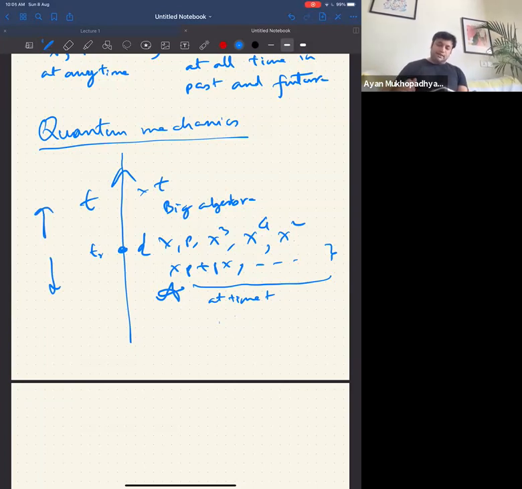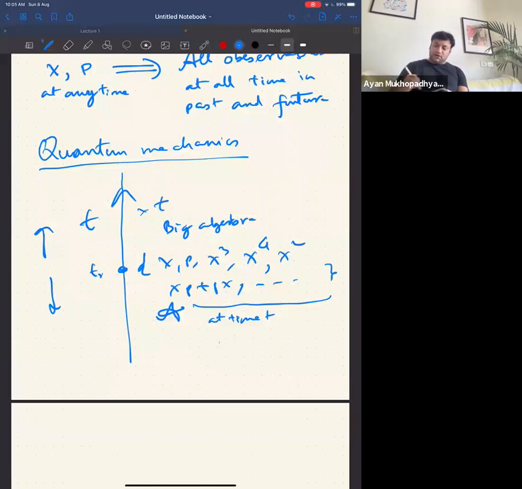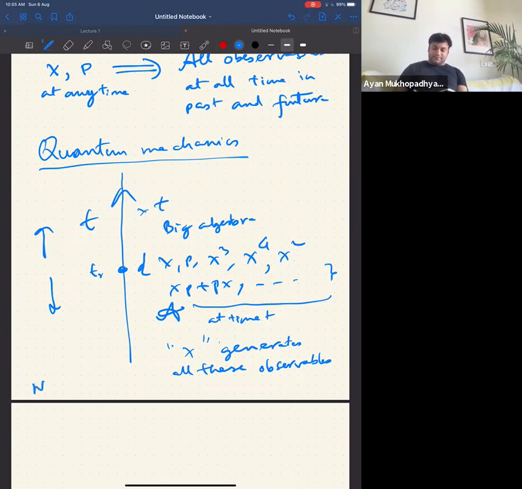But the only resemblance with classical mechanics is that all these observables are generated, as you can say, by only one thing, x. x generates all these observables. Although it's not a very good word to use for various reasons, we will come to that later. It's not mathematically the right word, I think, to call it a generator as such. But in some loose sense, you could think of x as generating all these observables. So if you know all of these at some time t0, you know all the expectation values, then you could know the expectation values both in the past and the future. And note, this is a state independent statement.